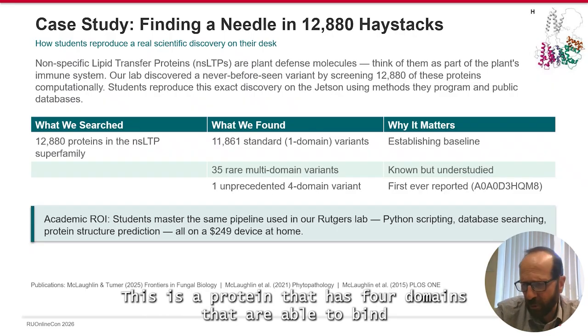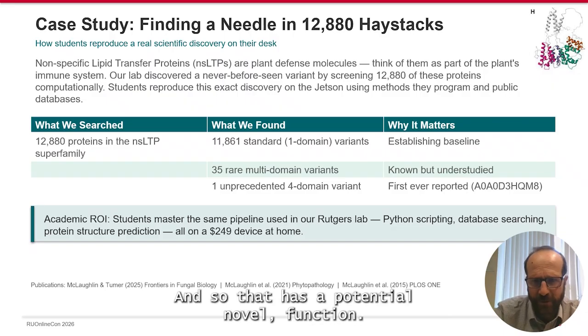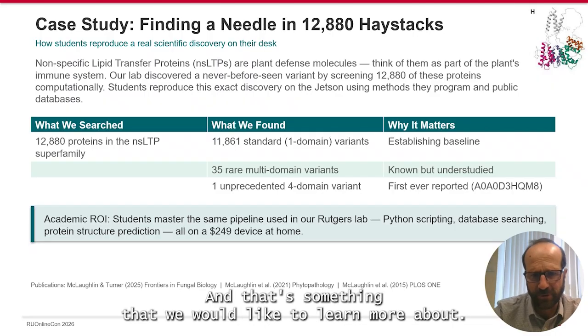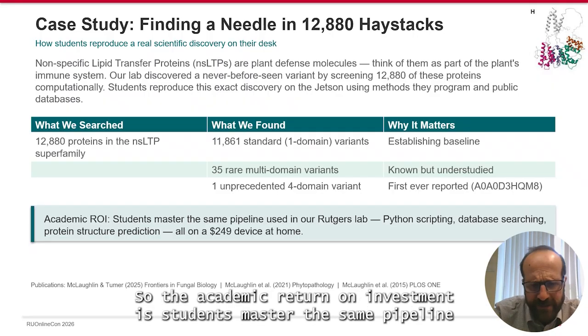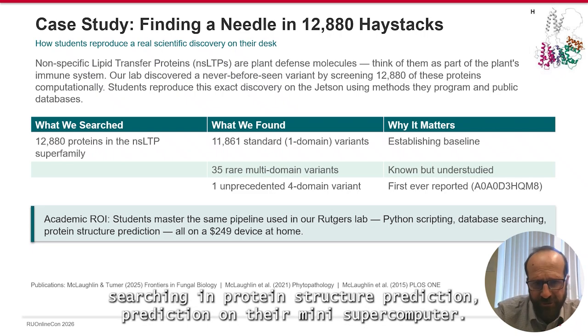This is a protein that has four domains that are able to bind lipids potentially independently. And so that has a potential novel function, and that's something that we'd like to learn more about. So the academic return on investment is students master the same pipeline that we used in our Rutgers lab, using Python scripting, database searching, and protein structure prediction on their mini supercomputer.